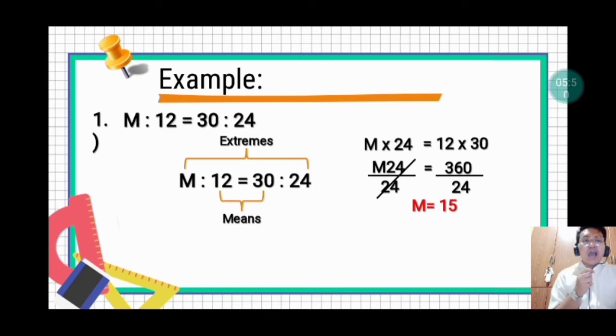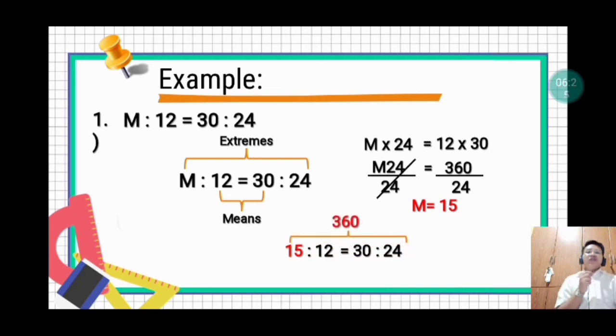Okay, so now, we need to copy again the original given. Ayan. And also, we need to substitute the value of M. Of course, M is equal to 15. So, that is why we replace the M with 15 is to 12 and 30 is to 24. And after that, we need to multiply the extremes and the means to know if these ratios are proportion. Okay?